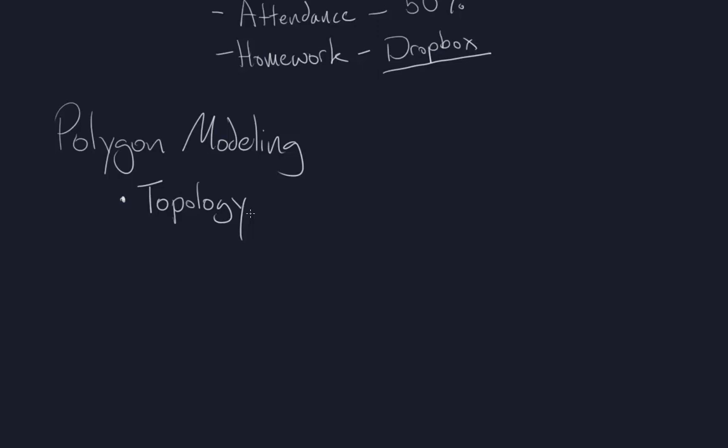Well, in terms of modeling, you can think of topology as the arrangement of polygonal components across a surface. In what order are the vertices all arranged? How are the edges lined up? That's how you can think of topology.